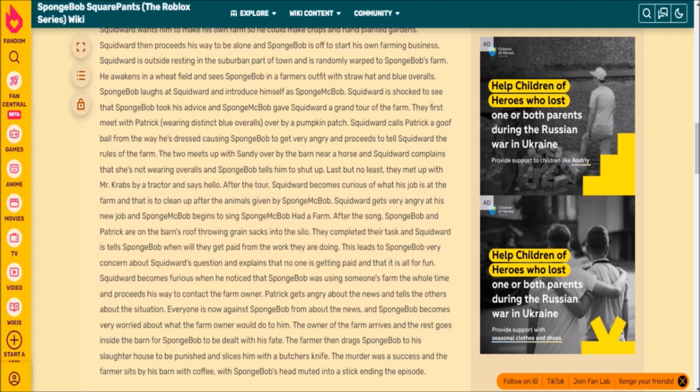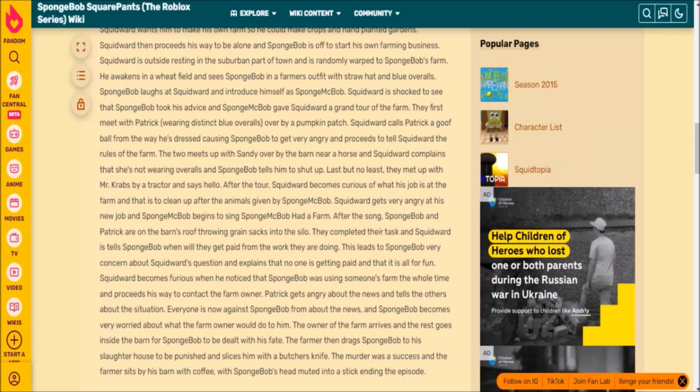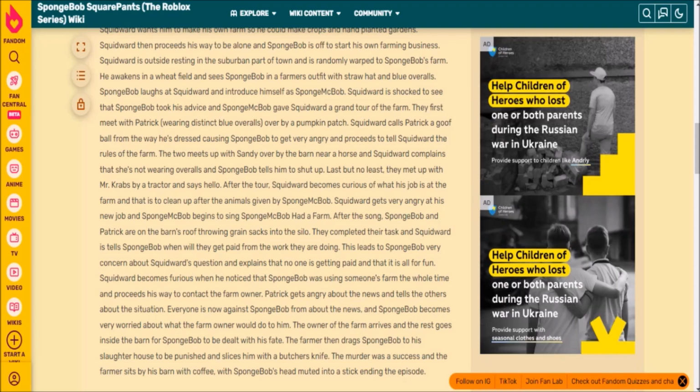After the tour, Squidward becomes curious about what his job is at the farm, and that is to clean up after the animals given by SpongeBob. Squidward gets very angry at his new job, and SpongeBob begins to sing SpongeBob Had a Farm. After the song, SpongeBob and Patrick are on the barn's roof, throwing grain sacks into the silo.